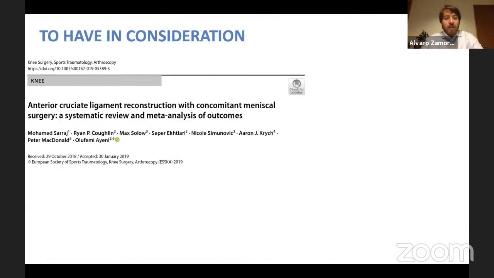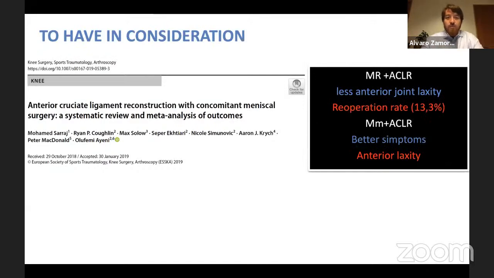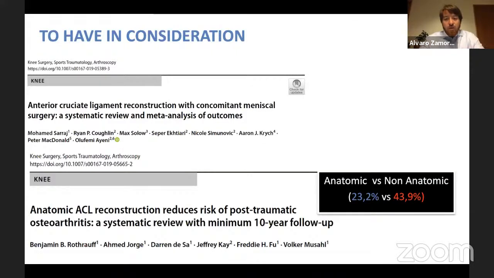So, to take into consideration, we have anterior cruciate ligament reconstruction with meniscal surgery. With meniscal repair plus the ACL, there is less anterior joint laxity, with a repair failure rate of about 13%. And when we have meniscectomy, we have better symptoms, but more anterior laxity. When we perform an anatomic ACL reconstruction, we face a failure rate of 23 in anatomic and 43 in non-anatomic.